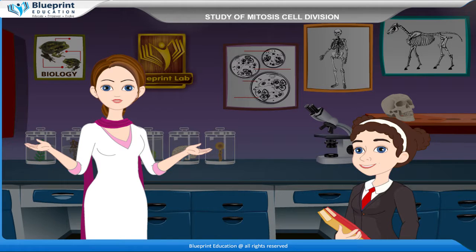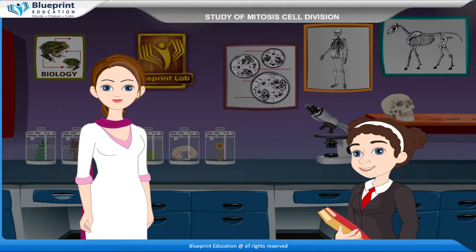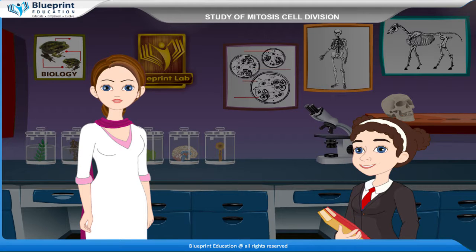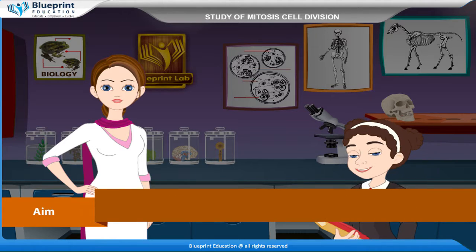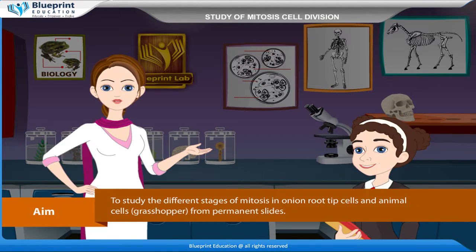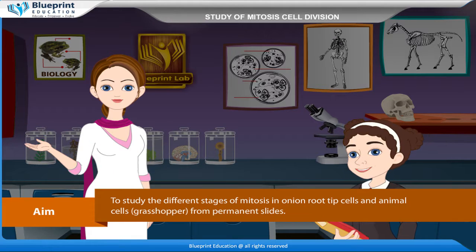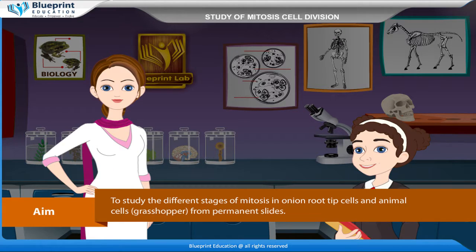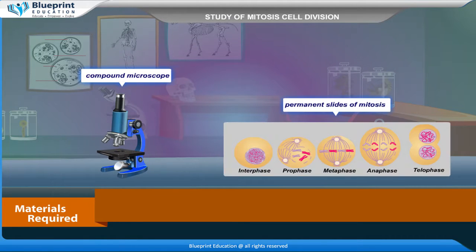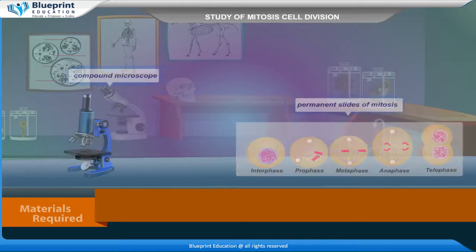Let's do an experiment to study the different stages of mitosis in onion root tip cells and animal cells, grasshopper, from permanent slides. Our aim here is to study the different stages of mitosis in these cells from permanent slides. The materials required are a compound microscope and permanent slides of mitosis.